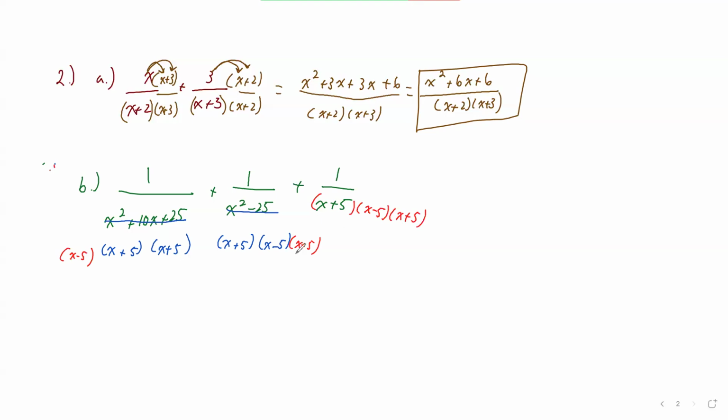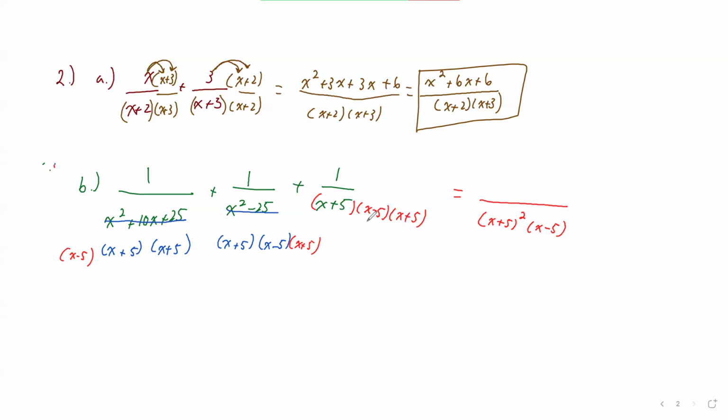So now that I've got all three denominators the same, one thing I have noticed is they won't write x plus 5 and x plus 5 twice. And we found a simpler way to do that. They'll just say x plus 5 squared and then x minus 5. So now they're all the same.